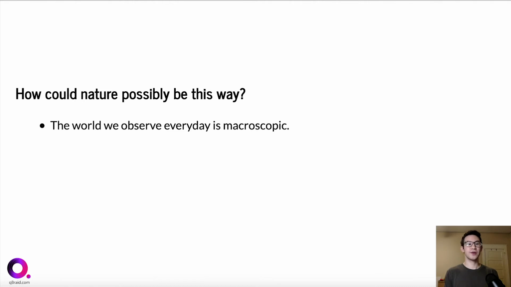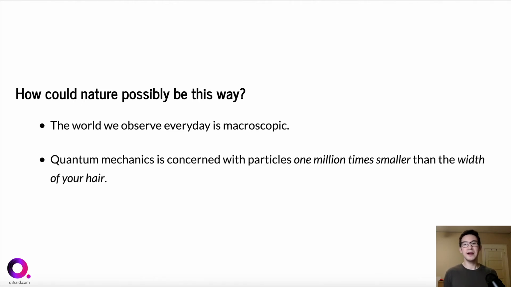At the very least, you should realize that the experiments involved here are about particles that are 1,000,000 times smaller than the width of a hair. So when you think about it, there is no reason why you should have an intuitive understanding of the world at that scale. And in fact, the experiments that we will see should be the starting point to build that intuition.